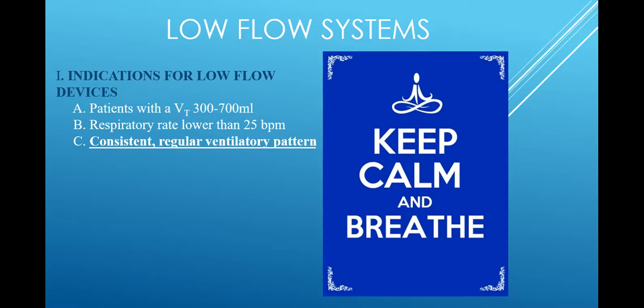That should be everybody that's listening to me right now. All of us right now are breathing a regular, consistent ventilatory pattern. Nobody in here is hyperventilating, huffing and puffing, taking in super large tidal volumes, right? Or breathing 40 times a minute. None of us are, okay? We are all breathing a consistent regular ventilatory pattern at a respiratory rate of 25 or less. We qualify for low flow systems. Okay. So if their oxygen is a little low and they are showing me these indications, then I can use a low flow system out of my toolbox.